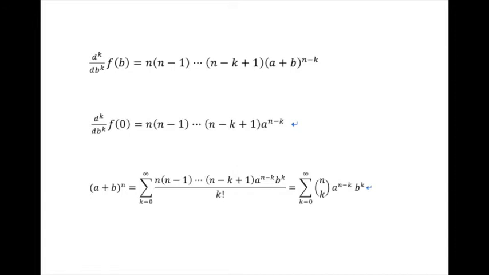So the Taylor series of f of b centered at 0 is (a plus b) to the power n equal to the sum of n times n minus 1 all the way to n minus k plus 1 times a to the power n minus k times b to the power k, divided by k factorial. And when we shrink this whole thing down, we have what we call Newton's binomial series. And this is the end of the proof.